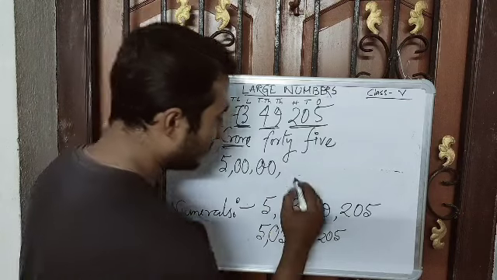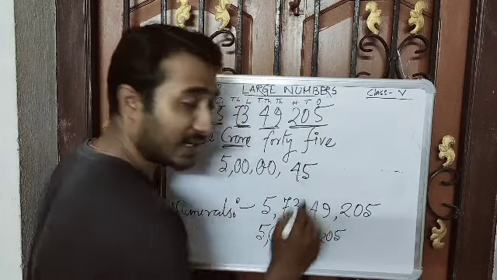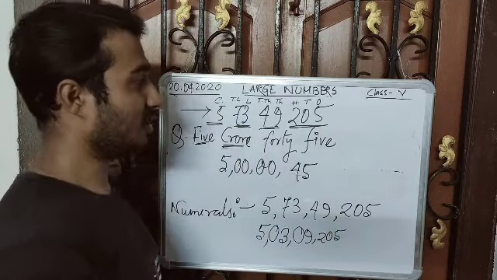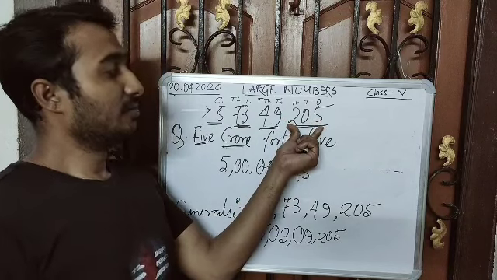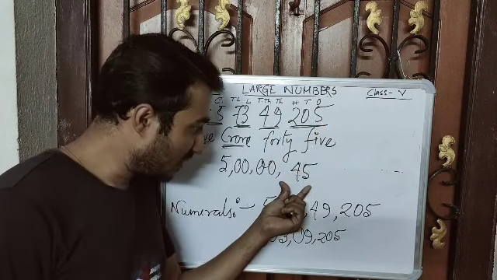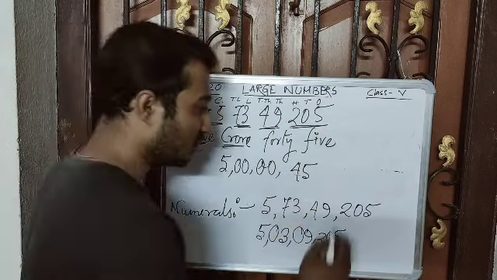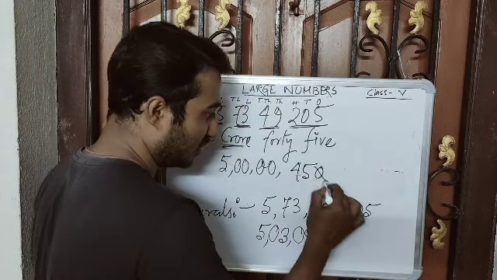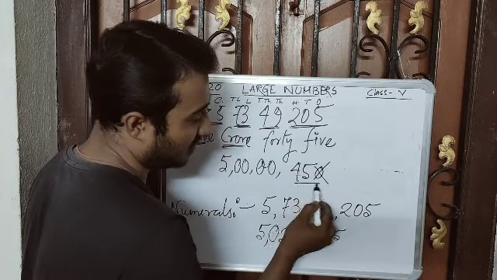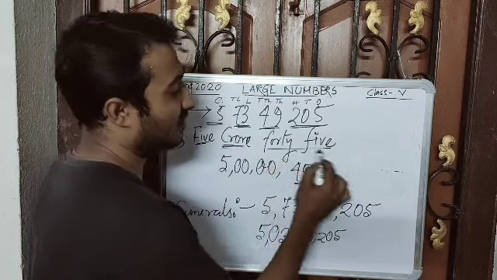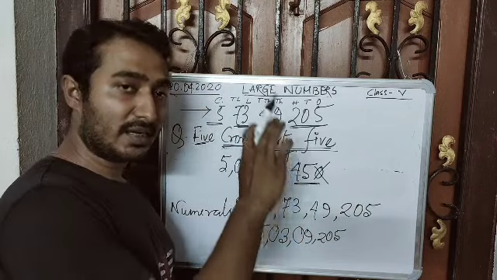45. So if we write 45 here, is it correct? No, it is not correct, because the last period contains 3 digits. So to make it 3 digits, how to do it? We put a 0 here. No, if we put a 0 here, it becomes 450. But the number is given 45. So we have to keep it 45.